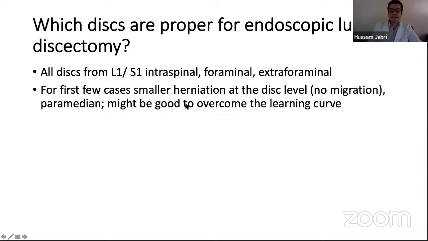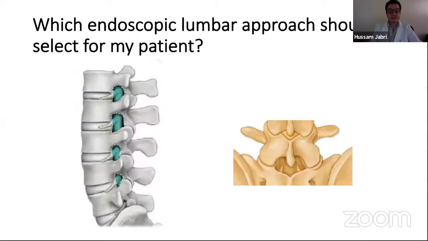For the first few cases, a smaller herniation at the disc level with no migration, located paramedian, may be good to overcome the learning curve of these techniques. But which techniques should we use?